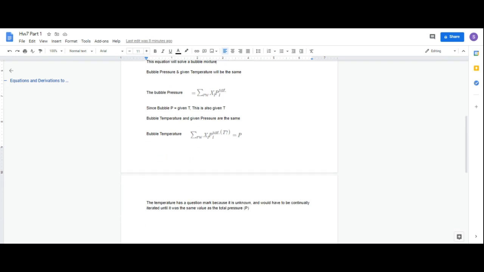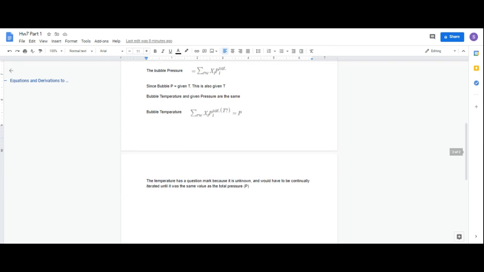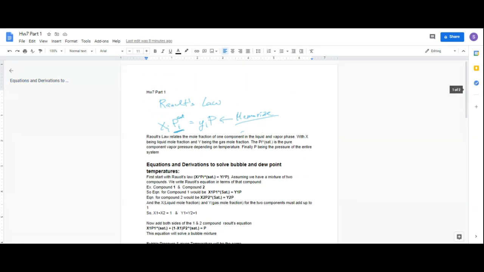So this is the equation for the bubble temperature. All of this right here equals P, which means it would be the same as the given pressure. The question mark after the T means it's unknown, and this is because we have to continually iterate it until it's the same value as P. That's why it equals it right here. So this is how you derive Raoult's law to find the bubble and dew point temperature.